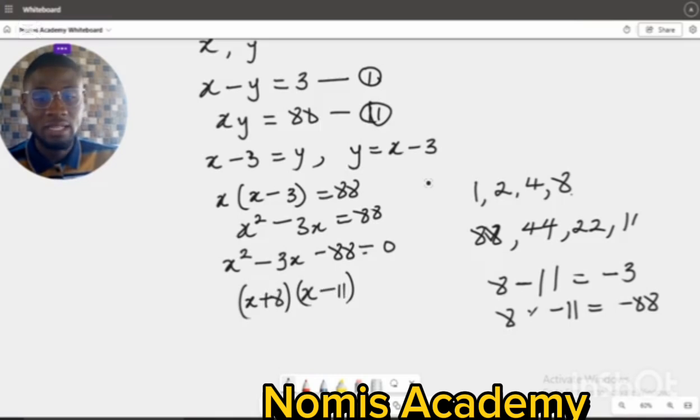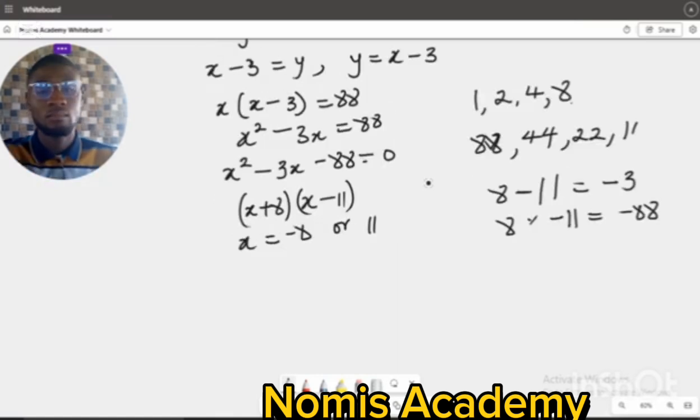So with that, I can tell that x is equal to minus 8 or 11. These are the roots of the equation, minus 8 or 11. Now that I've gotten the value of x, I need the value of y.